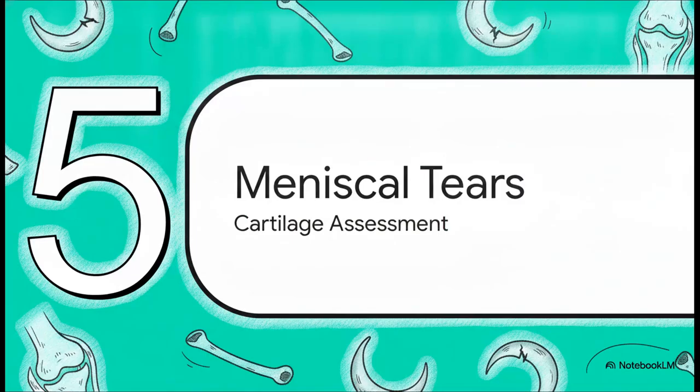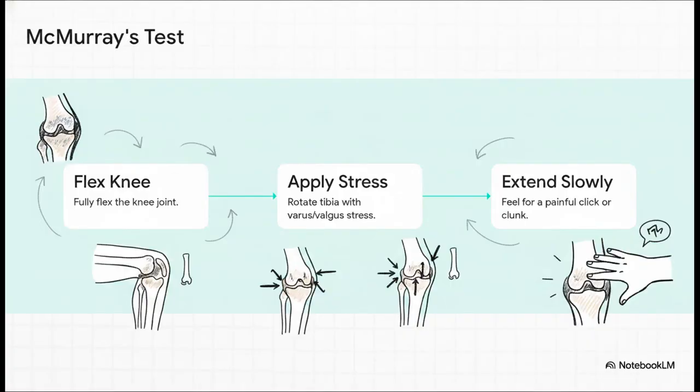All right, home stretch. Section 5, checking for meniscal tears. So, we've cleared the ligaments. Let's talk cartilage. The absolute classic test here is McMurray's test. It involves some pretty complex hand mechanics, but the goal is simple. You are trying to physically trap a torn flap of meniscus.